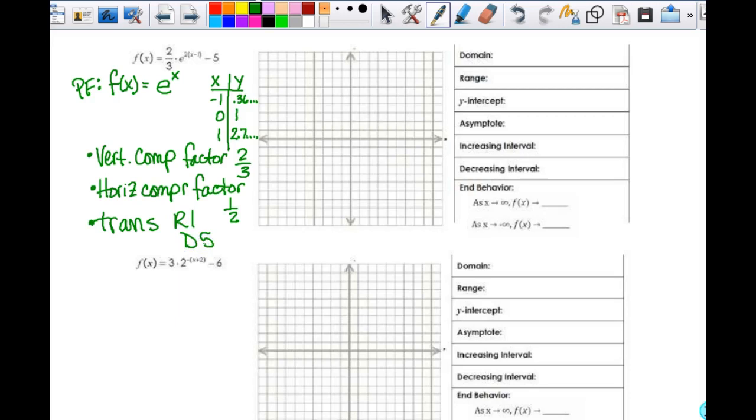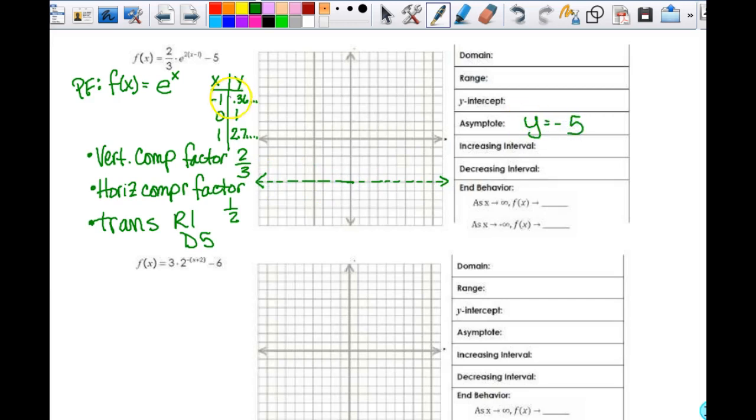Okay, so it's another exponential, which means that my asymptote is horizontal, and this is the part that affects that. So I go to -5. This is where my asymptote is. And I can also go ahead and do y equals -5.